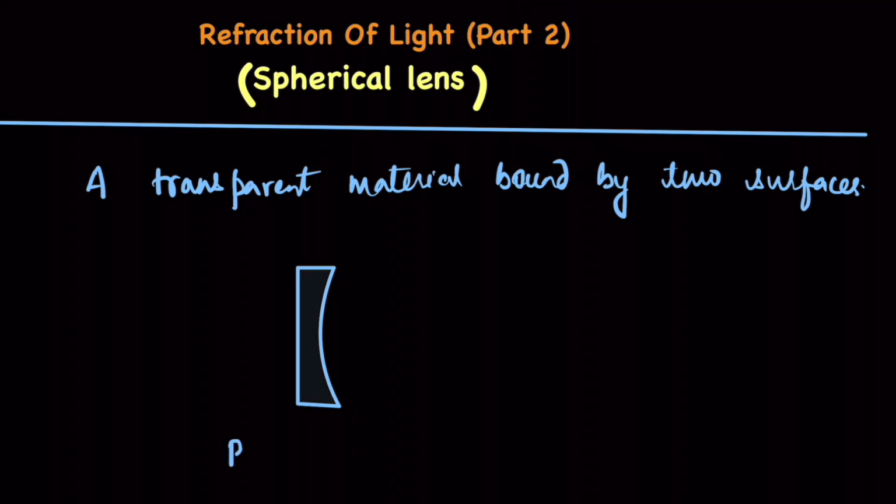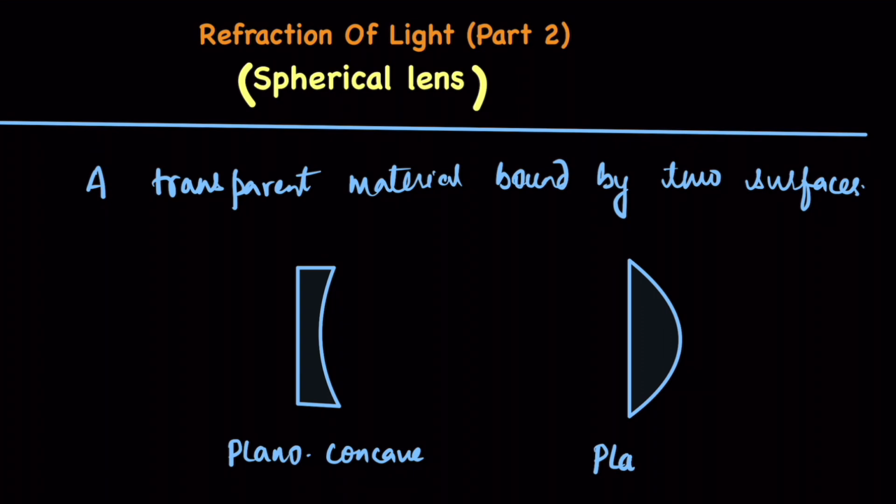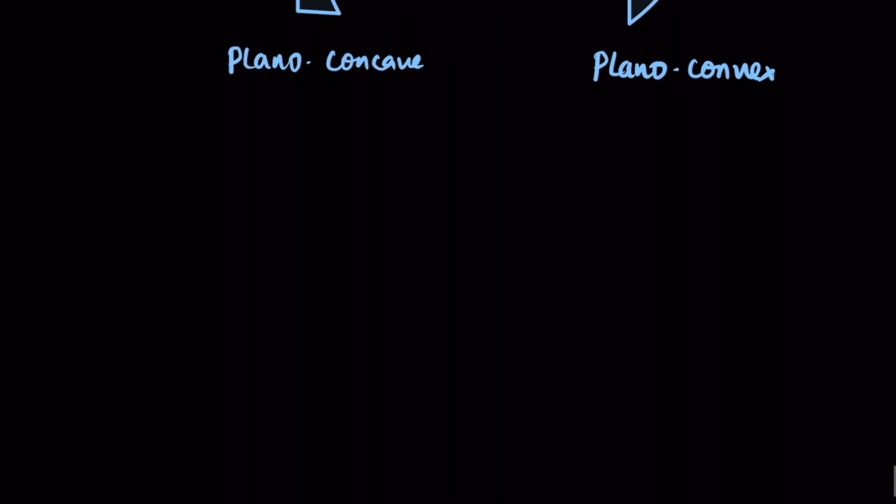So this is called as plano concave. Similarly, if we have another lens, one is plane and the second is convex, so it is called as plano convex. But for CBSE 10th grade, we have to study only the lenses where both surfaces are spherical. So here we can consider both the surfaces as spherical.